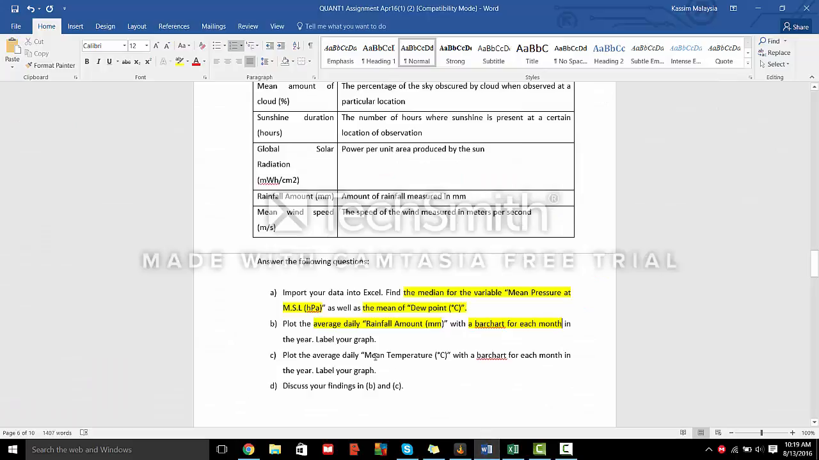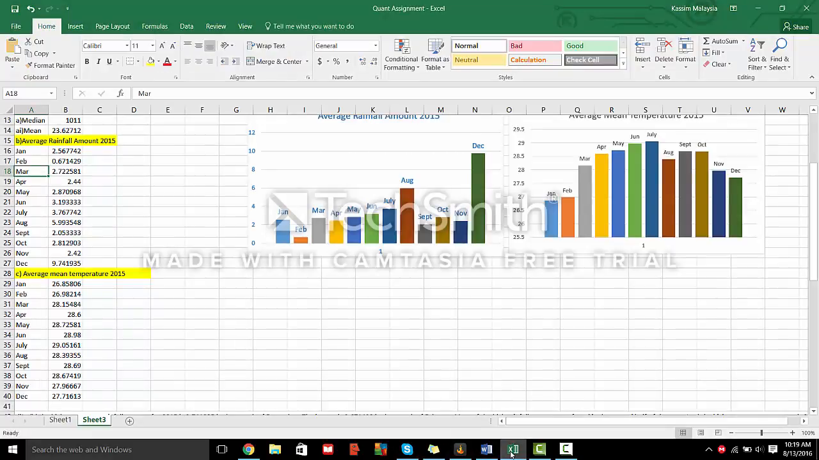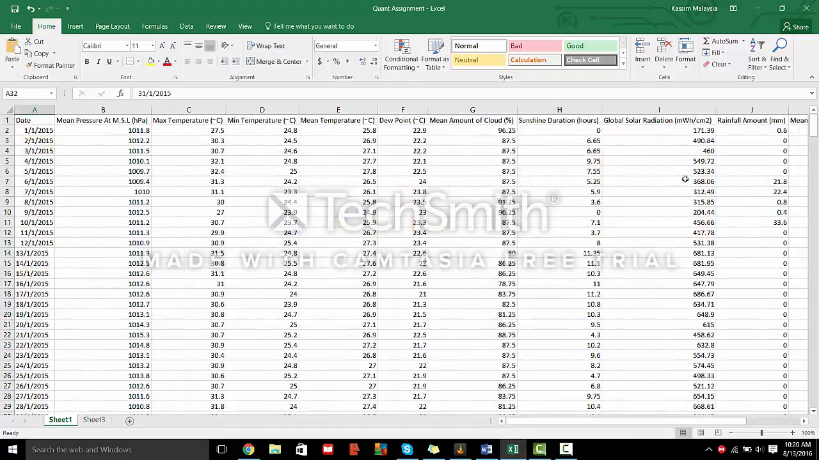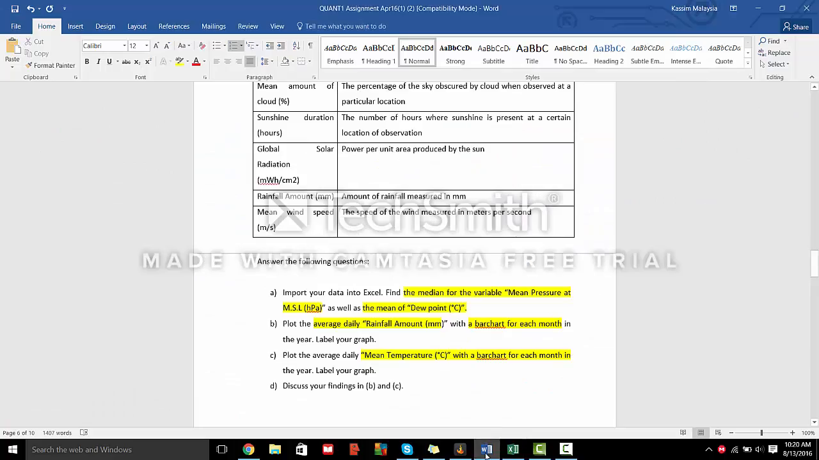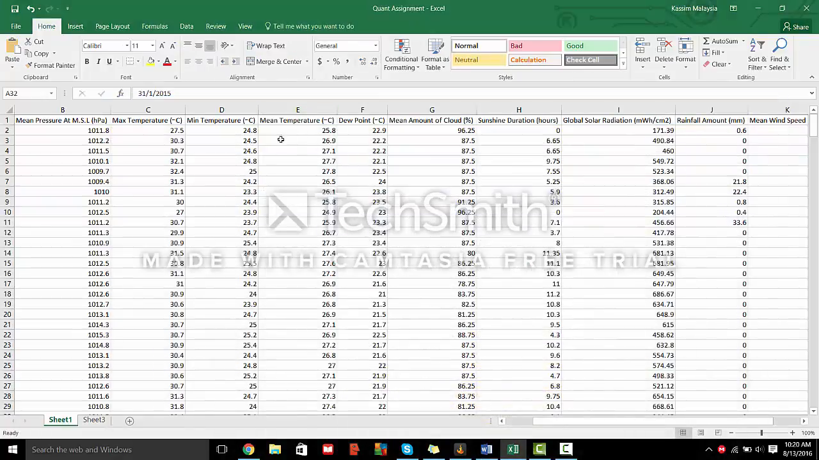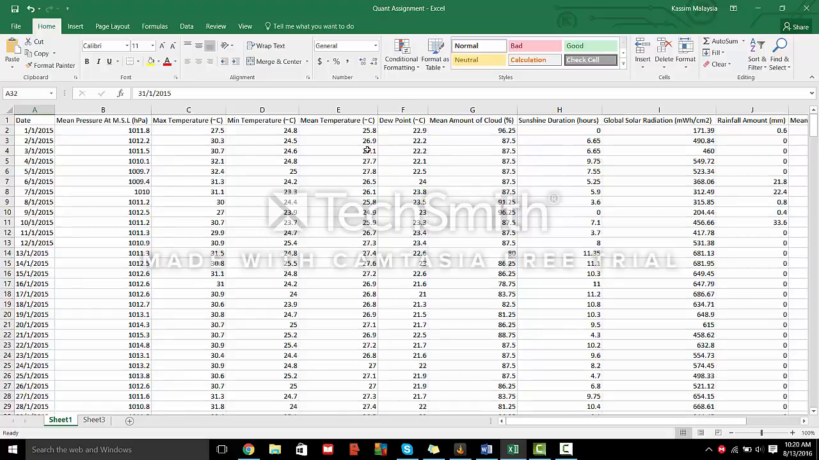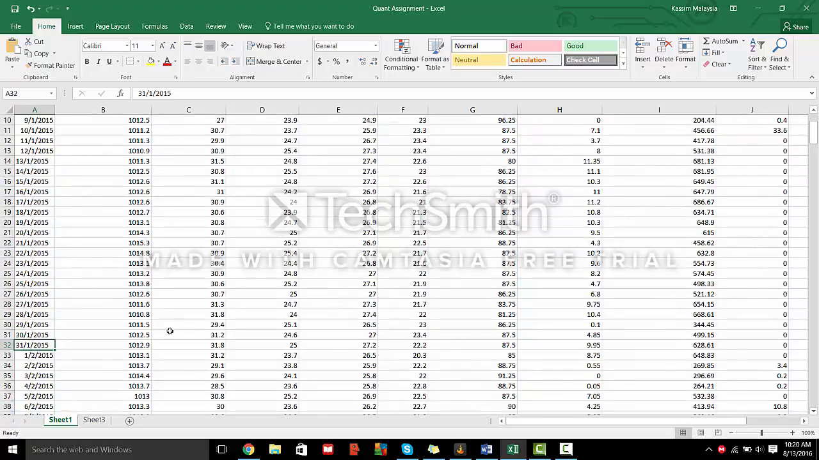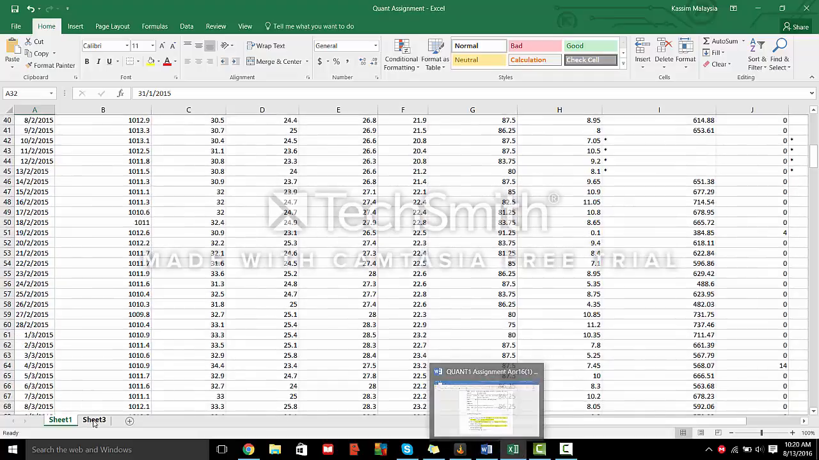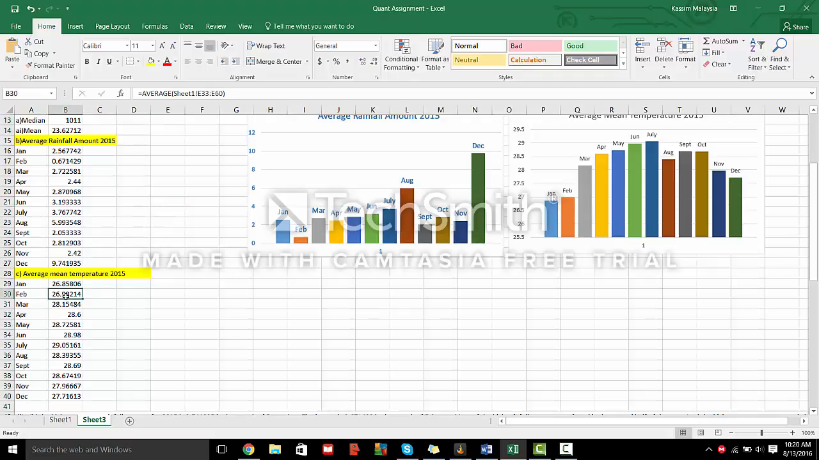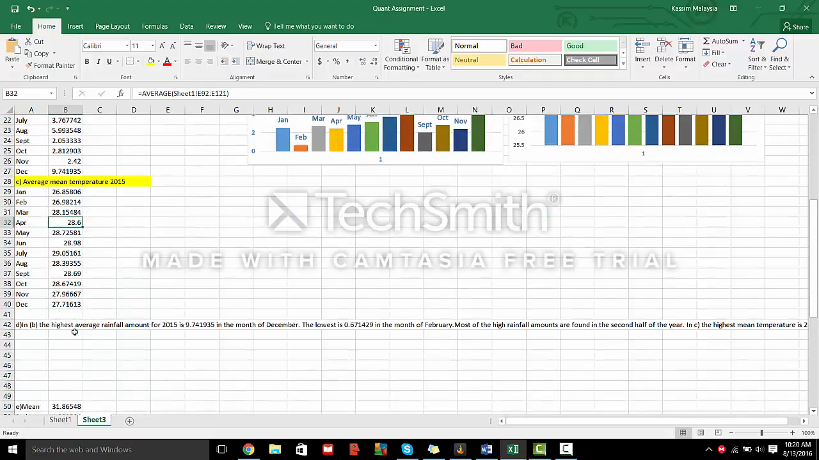Then the next part is to find the mean temperature for a bar chart for each month of the year. You basically do the same thing as you did for rainfall. You put average, then you find the mean temperature. Again, you look from 1st Jan all the way to 31st Jan, then 1st Feb all the way to 28th Feb, and so on and so forth. It's the same thing for every month: equals average.